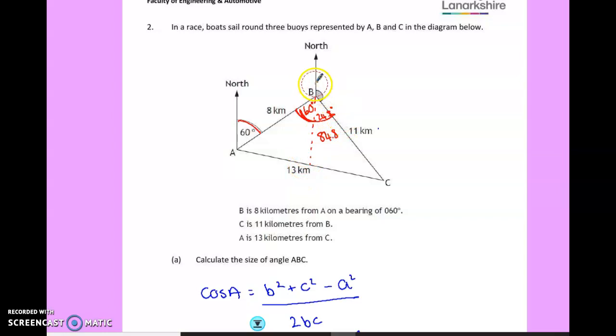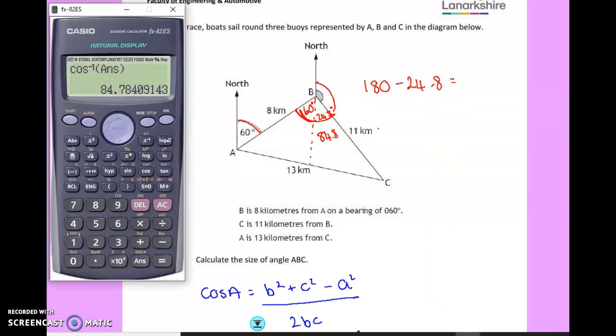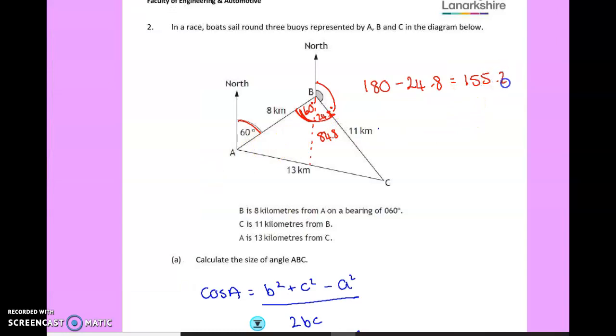If that's 24.8, that full part round to the line will be 180 because it's a straight line. To find that bearing, we do 180 take away 24.8, which is 155.2 degrees. Because we want it as a bearing, we're going to have it as 155 degrees. They are both supposed to be 5s. They don't look much like it. Keep getting a wee drag from this graphics tablet. 155 degrees. There we go.